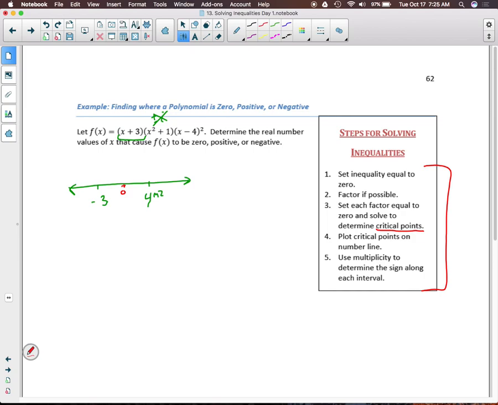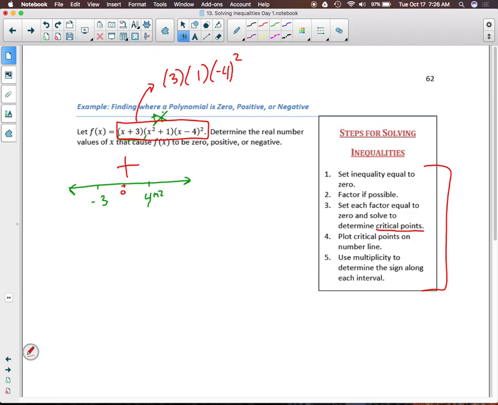So let's see. I'm going to plug 0 into this entire equation and see what I get. So I'm going to get 3 times 1 times -4 squared. Now, I don't actually care what the number is. All I care about is whether it's positive or negative. This negative squared is going to become positive. Everything else is positive, which means I'm positive when I'm at 0. And it can't change signs until it hits the -3 or the 4 potentially.